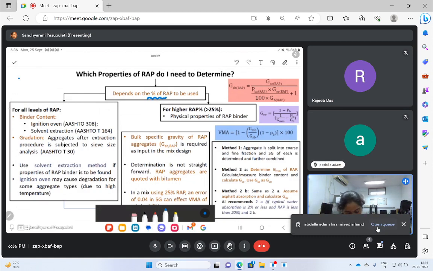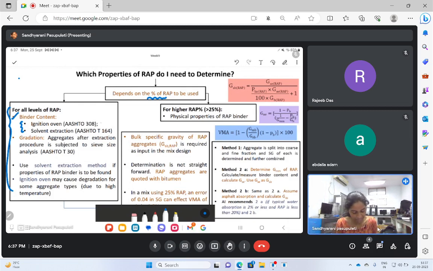One is the binder content. When we get the RAP amount, initially we have to calculate how much binder content is in that RAP. To calculate that, we have two different methods. One is the ignition oven, where we need to heat these RAP aggregates at higher temperatures. There is a chance that at higher temperatures these aggregates may degrade, so it is not suggested to use the ignition oven.